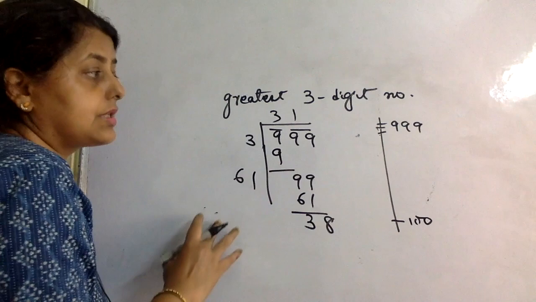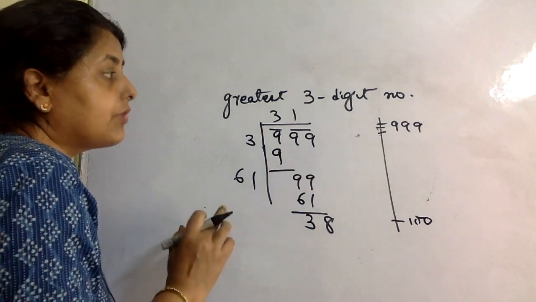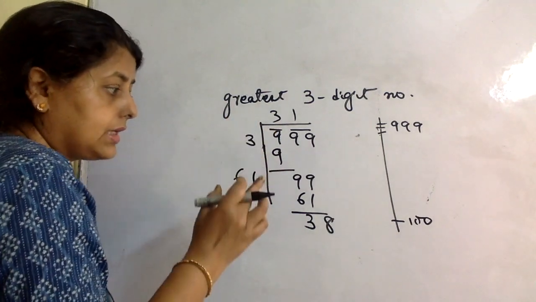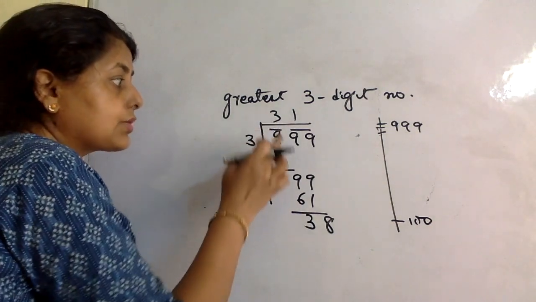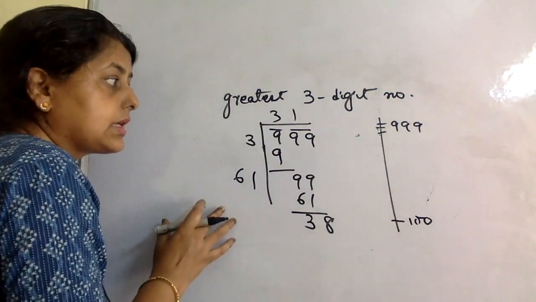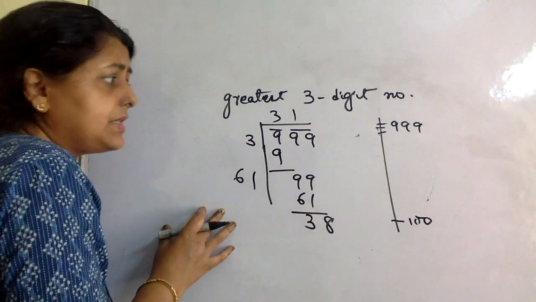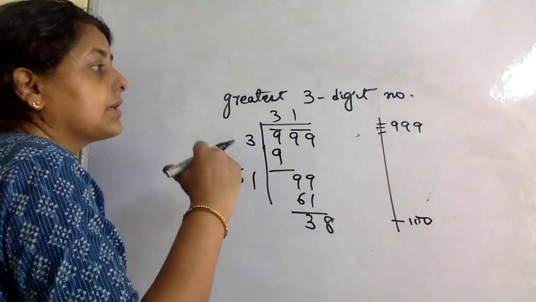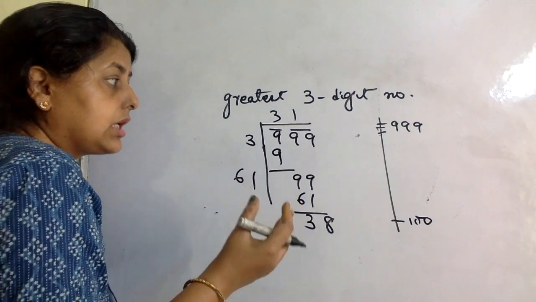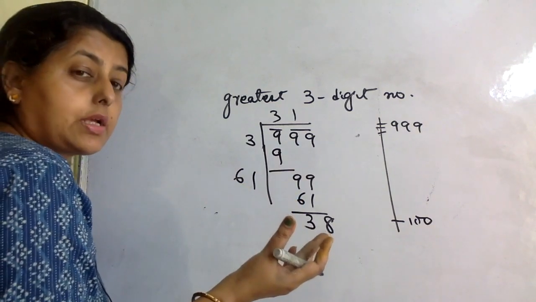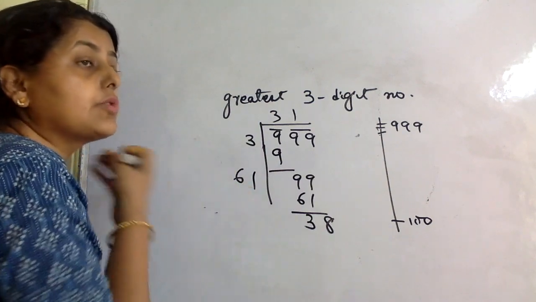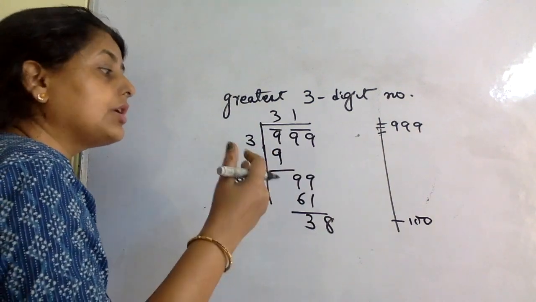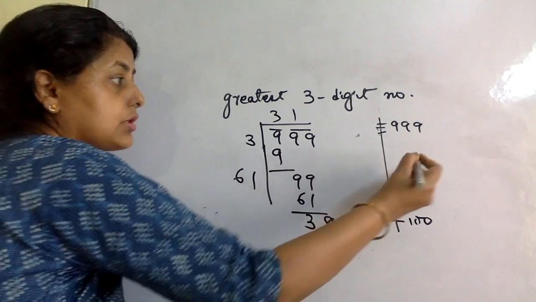Now you have to understand one thing. 31 square is 38 less than this number, isn't it? That means the greatest 3-digit perfect square is actually 38 less than 999, that is 31 square. Because after that, if we do 32 square, we can also check it.